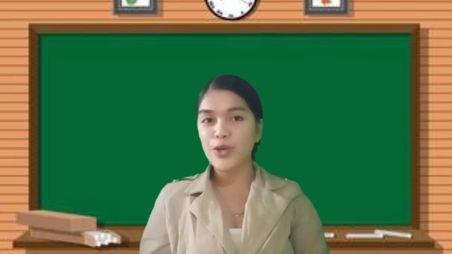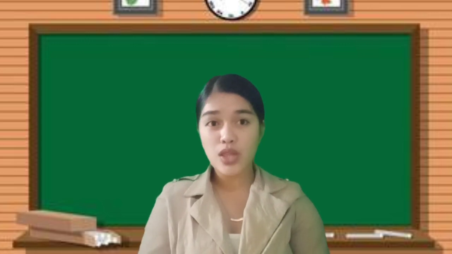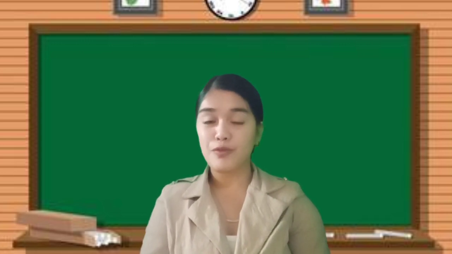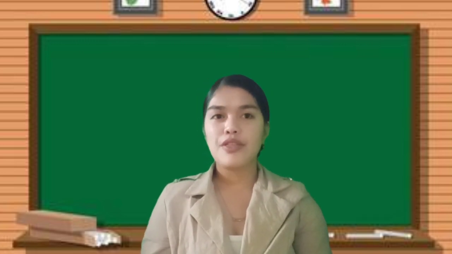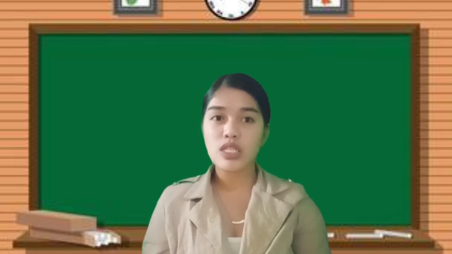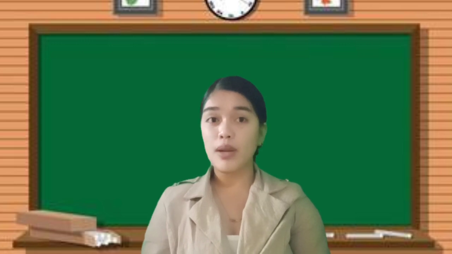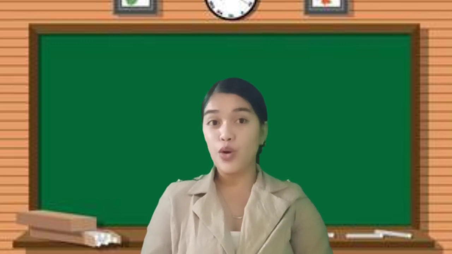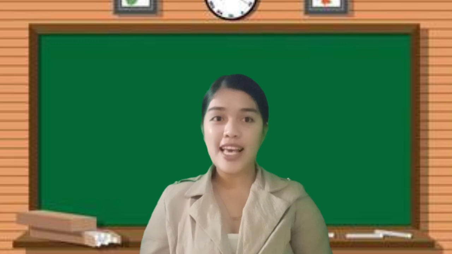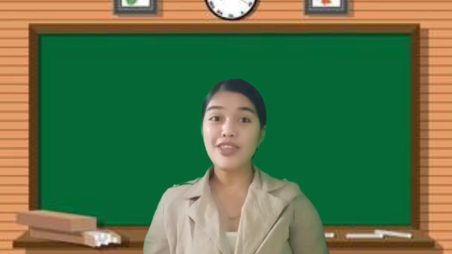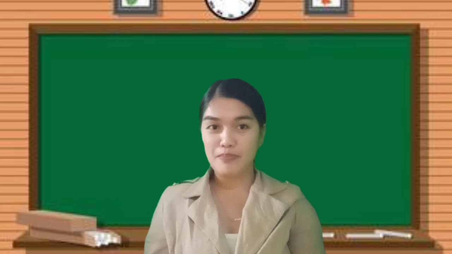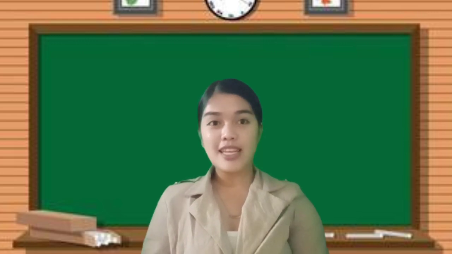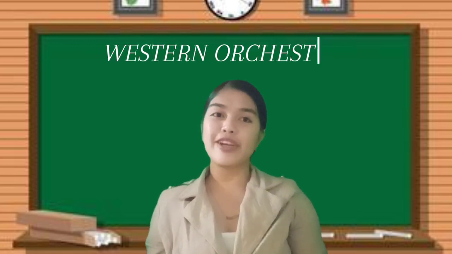So, who among you here knows what you call that kind of gathering? It has different musical instruments. There are various musicians gathered in one place. It is called what? Yes, Anjay. It is called orchestra. Very good. So that would be our topic for today. It is entitled Western Orchestra.